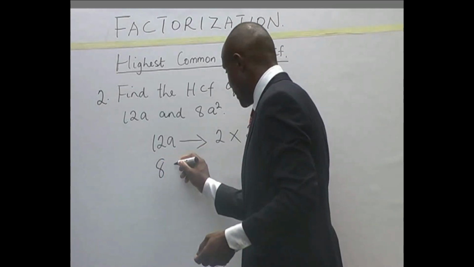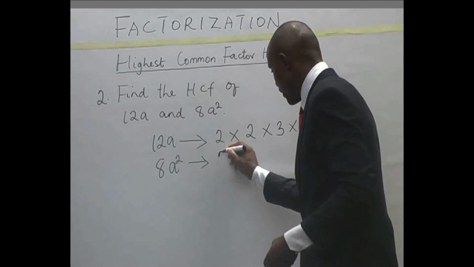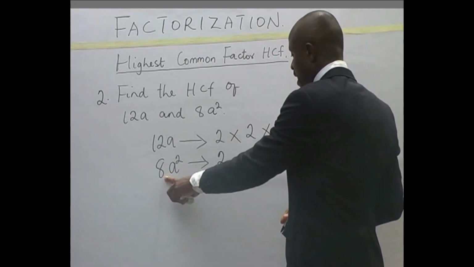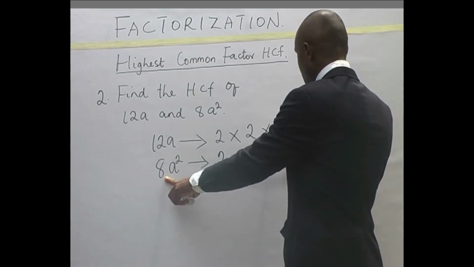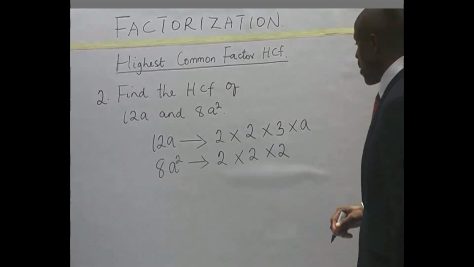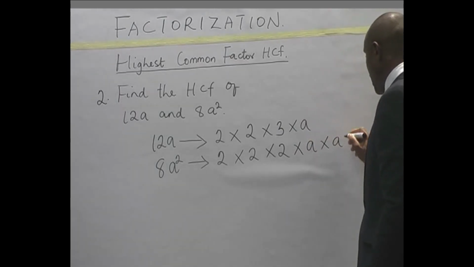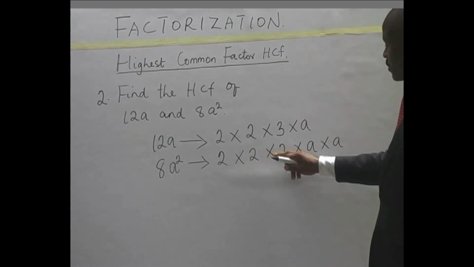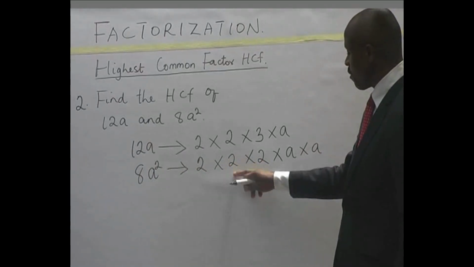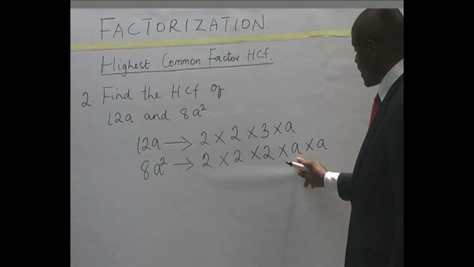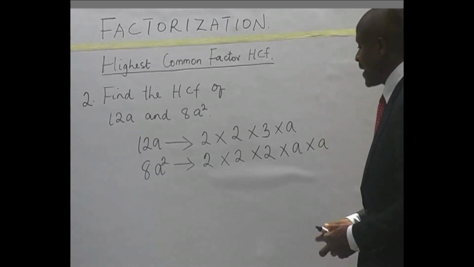Let's take 8. Split 8a squared into its factors. 2 is there. 2 divide this, you will be left with 4a squared. Another 2 can divide 4a squared. You'll be left with 2a squared. That means another 2, you'll now be left with a squared. A times a. That means 2 times 2 times 2 times a times a is 8a squared. How? 2 times 2 is 4. 4 times 2 is 8. 8 times a is 8a. 8a times a will give you 8a squared.